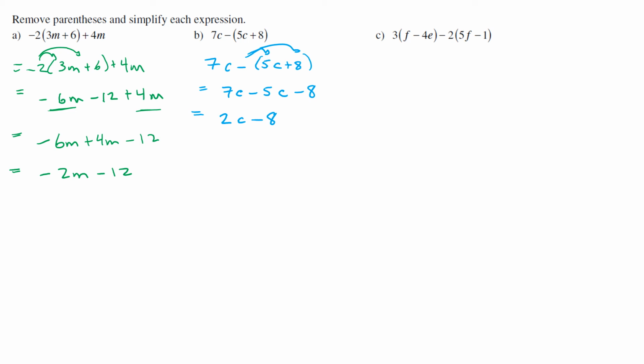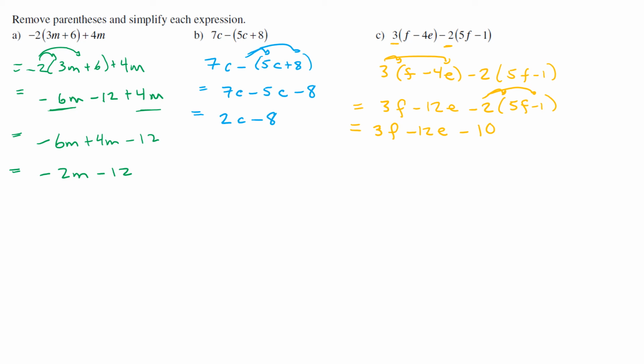Alright, and last example here, we gotta be careful, we've got two things we're distributing. So we've got 3 times (f minus 4e) minus 2 times (5f minus 1). So I'll distribute my 3 first, so that's 3f minus 12e, and then I'll distribute my negative 2. So this is 3f minus 12e, negative 2 times 5f minus 10f, negative 2 times negative 1, plus 2.